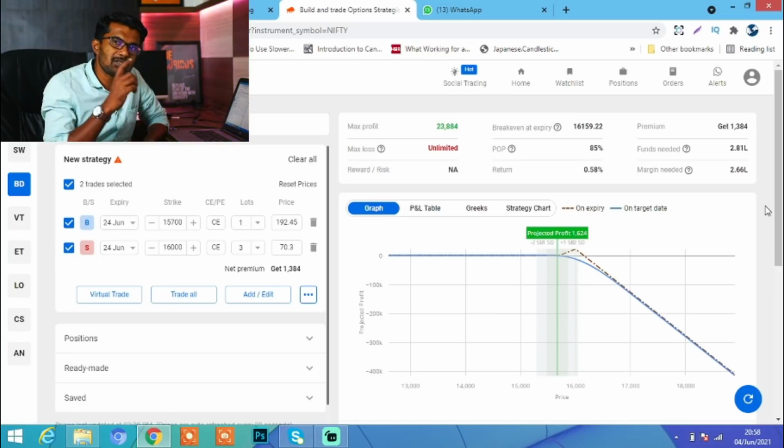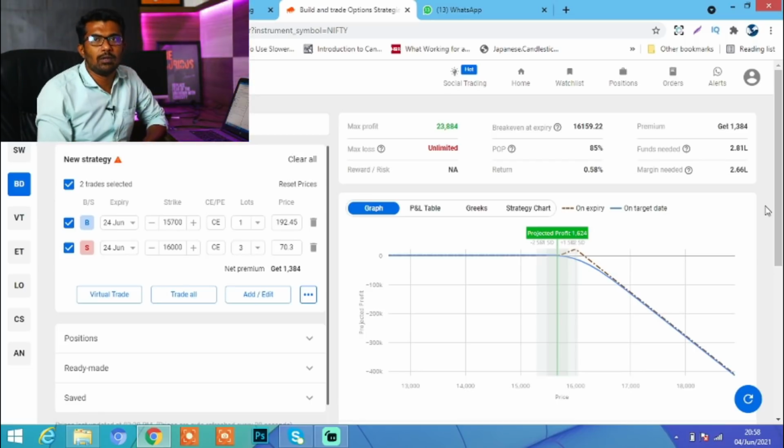So the 15,700 call will give you a good profit, but at the same time the 16,000 will give you a loss, because you have sold out of the money calls, and when the market moves from 15,700 to 16,000, it is going to be at the money, the delta would have increased and you would have been in loss. But the 15,700 call will be in profit.